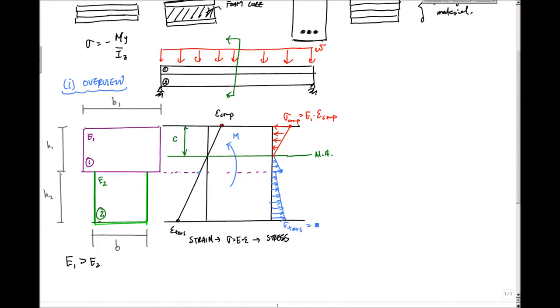This would be sigma tension right here, essentially E2 times the tensile strain at this point down here. The challenge with analyzing composite materials is that you have these discontinuities in stresses, and that makes the flexure formula no longer applicable. You can't use it anymore.